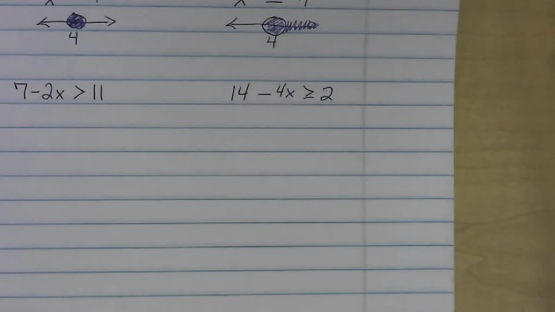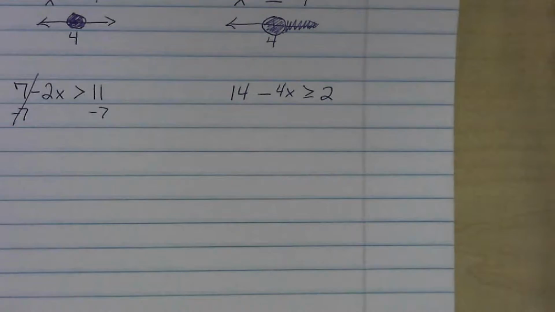Okay, let's take a look at another example. On the left-hand side, 7 minus 2x is greater than 11. First thing I want to do is get rid of that constant, the positive 7. I do that by subtracting 7 on both sides. On the left, I'm left with minus 2x. And on the right, 11 minus 7 is 4. Because I did not multiply or divide by a negative, the symbol stays the same.